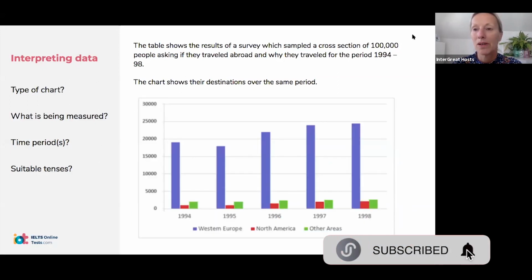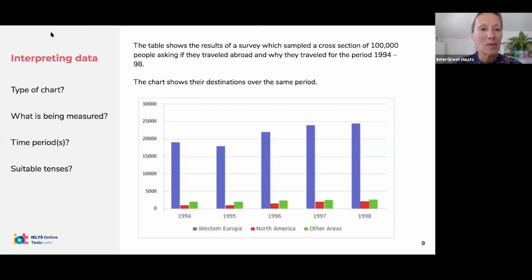Right, and then we've got this chart here, right? I'm not going to read it out again, but what kind of chart is this? It's a bar chart, that's right. Yes, and what's being measured here?